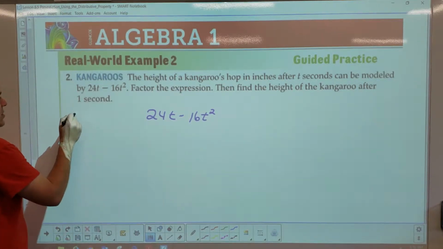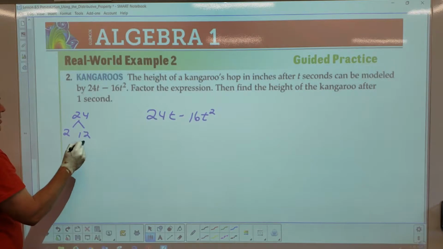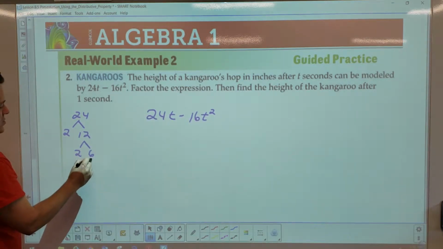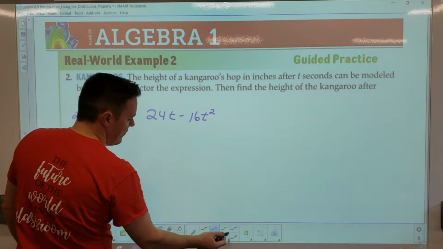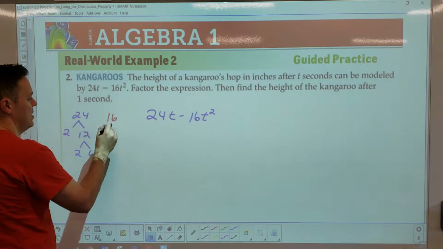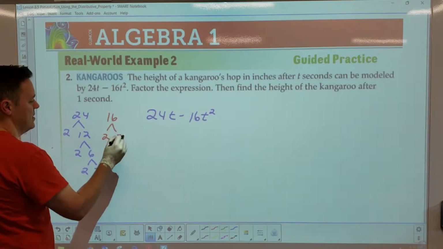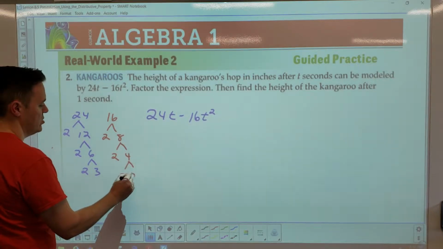So let's talk about it real quick, doing our factor tree. This would be 2 and 12. This would then be 2 and 6. This would then be 2 and 3. On 16, okay, if I did 16, 16 would be 2 and 8. That would be 2 and 4, and finally 2 and 2.